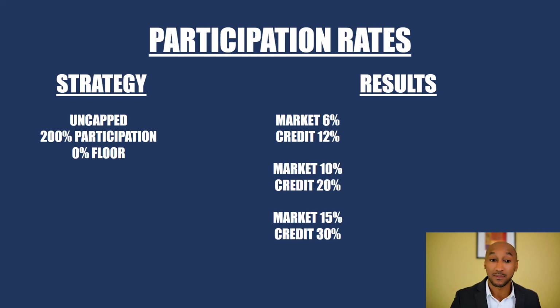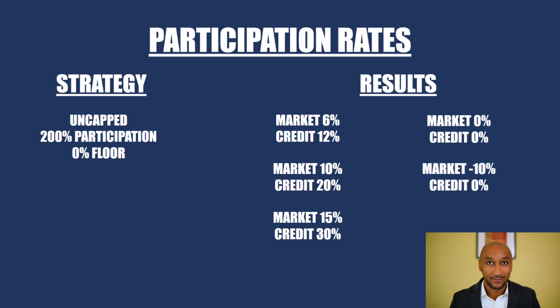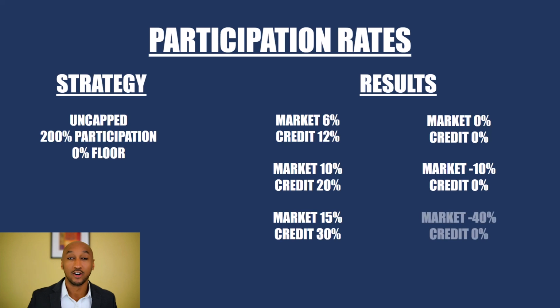So remember, it's uncapped, so there's no cap. So we can go as high as it can go based on the performance of the market and the multiple of that 200%. Now on the downside, if the market were 0, you'll get 0. Market goes negative 10, you get 0. Market goes negative 40, you get 0. So that floor of 0% is still there to protect you from negative market deductions.